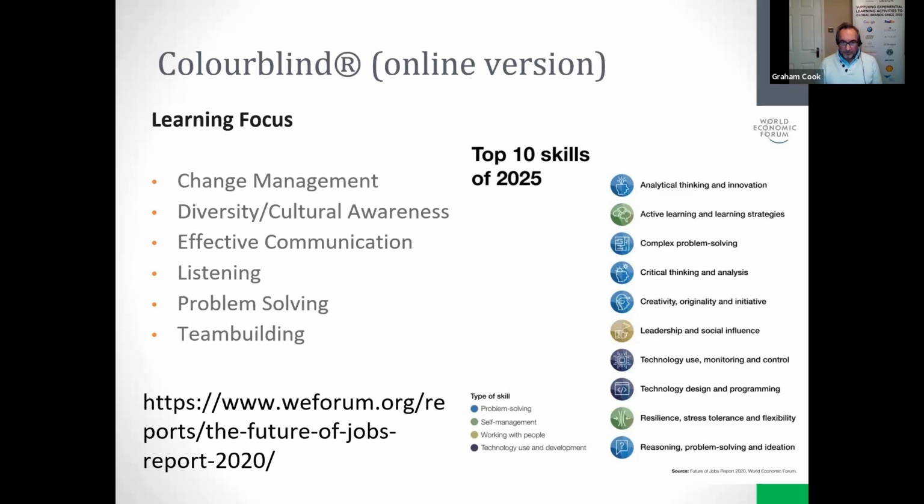They broke that down into 4 areas: problem solving, self-management, working with people. And certainly those 3, the blue, the green, and the one that looks a bit brown to me, I guess, although I'm a little bit colourblind, would be absolutely relevant. And arguably even some of the technology use, monitoring, and control skills.